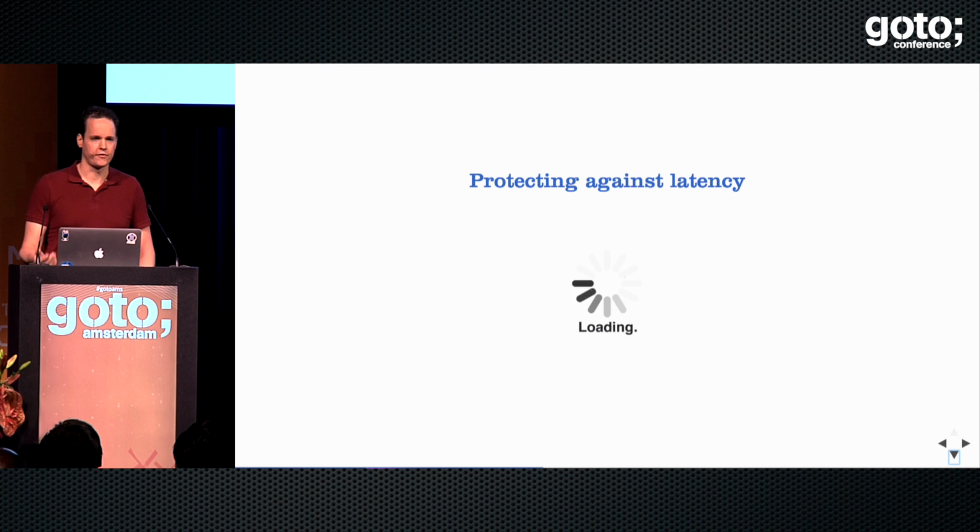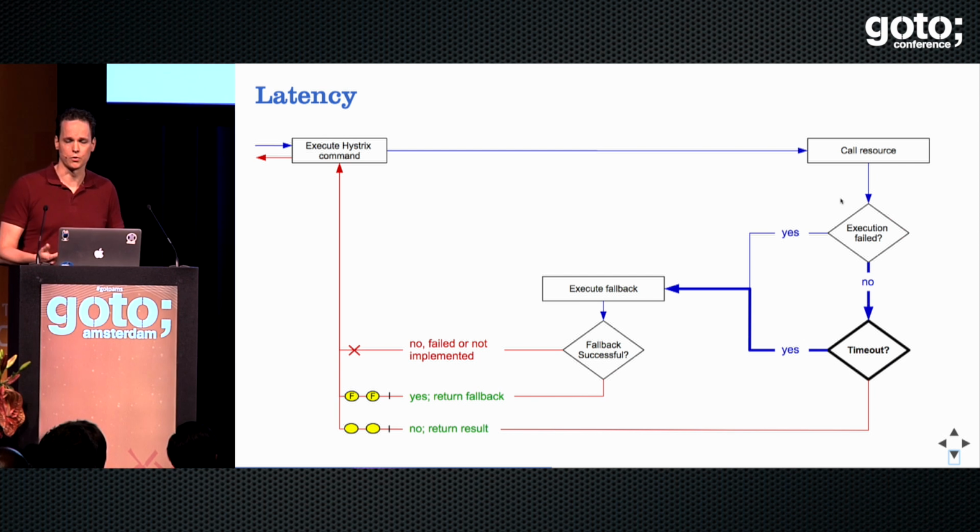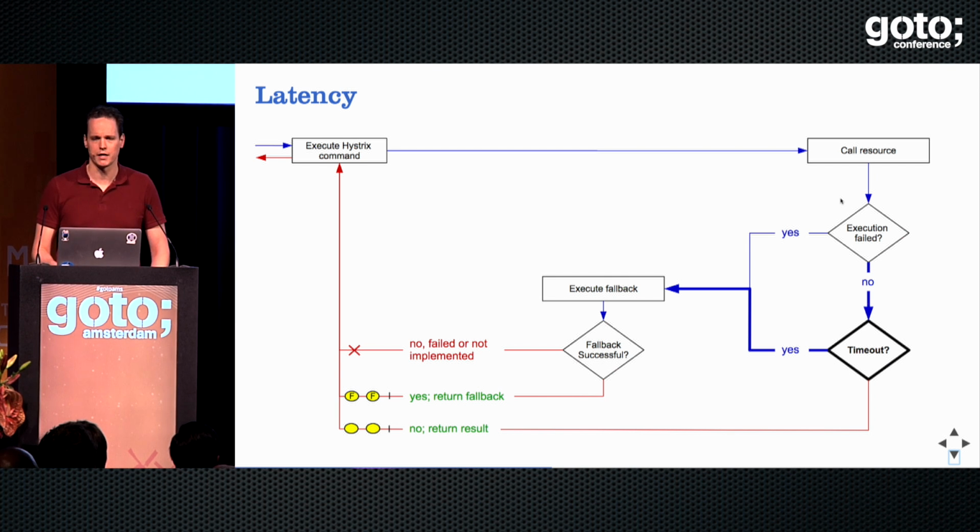So, next thing, latency. Every call to the resource is being monitored on how long it's running. And when it's running too long, you will get a timeout. And if the timeout happens, then it will try to do the fallback, and well, the rest you know.